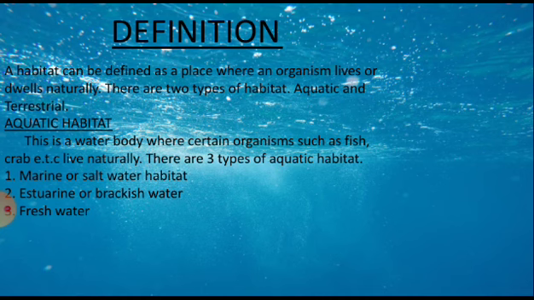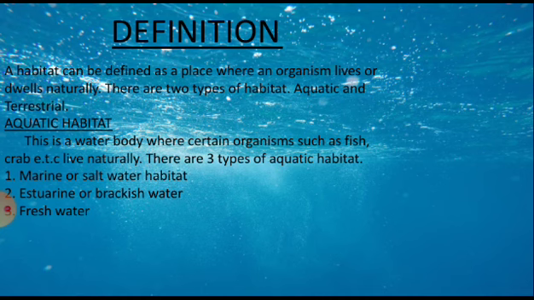Now, the definition. A habitat can be defined as a place where an organism lives or dwells naturally. And there are two known types of habitats, aquatic and terrestrial. Although we are also acquainted with arboreal habitat, which is subdivided under terrestrial habitat. But our main focus today will be on aquatic habitat.